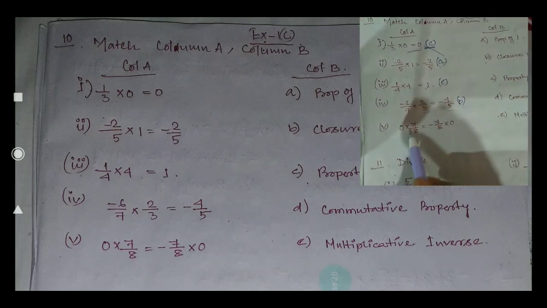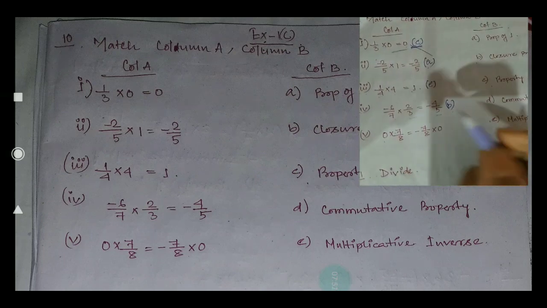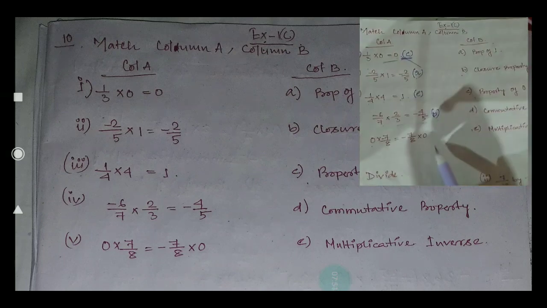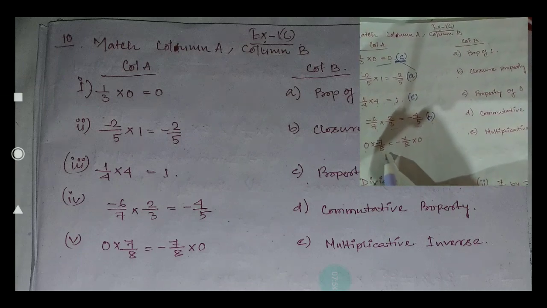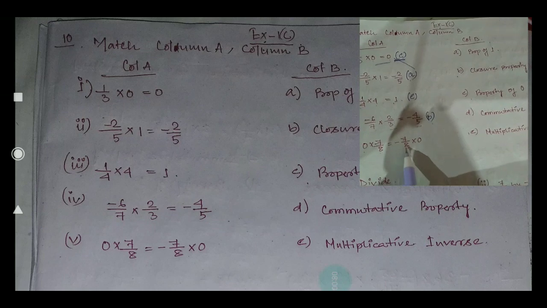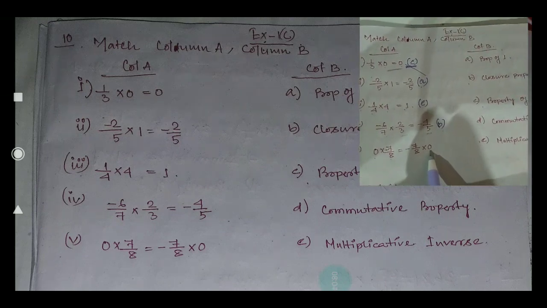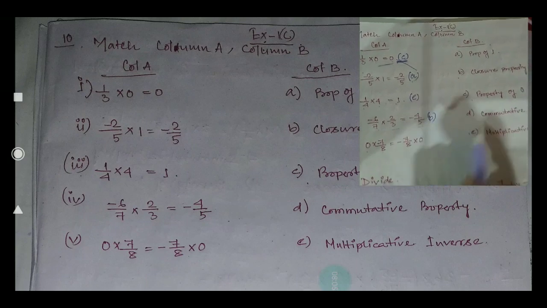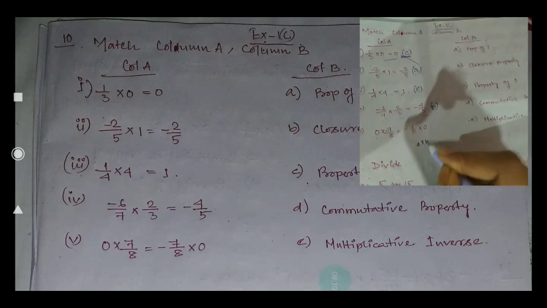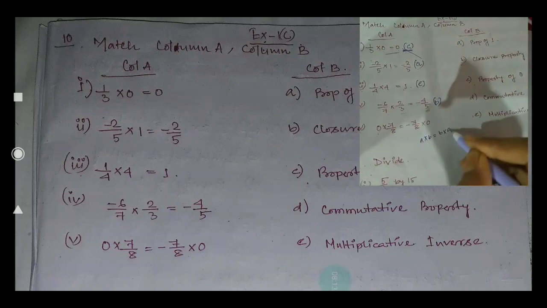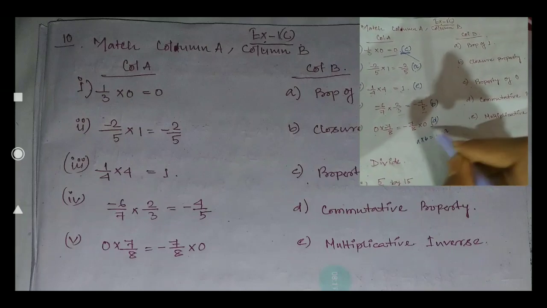0 into 7 by 8 is equal to minus 7 by 8 into 0. This is what property? This is your commutative property. That means A into B is equal to B into A. Commutative property. It is D.